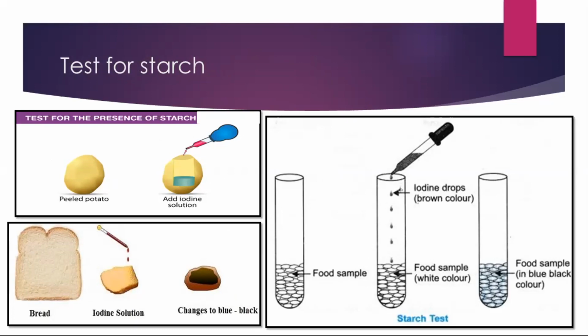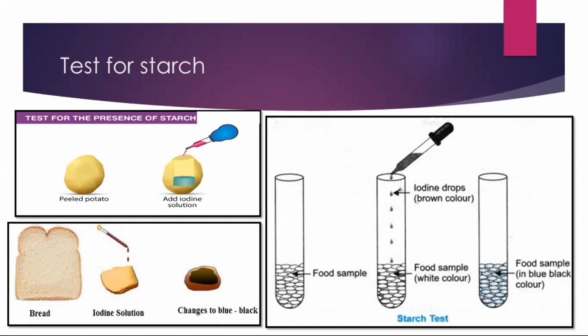Take one peeled potato and cut it into two pieces. Then take an iodine solution and put that iodine solution on the surface of the potato. Then what you are going to observe a few minutes later is that the color on the surface of the potato changes to bluish black.